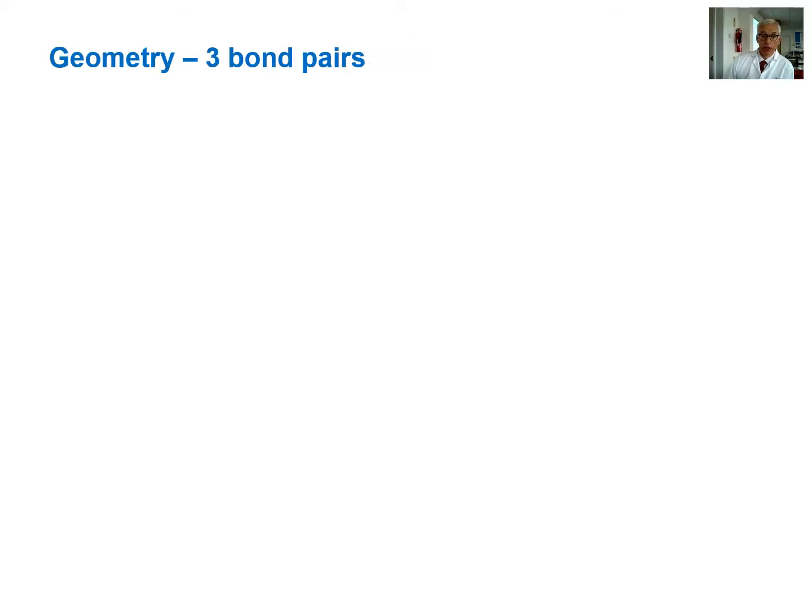So let's look at the shape and bond angles, the geometry, where there are three bond pairs around a central atom. For instance, boron trifluoride. So boron has 3 electrons in its outer shell. Could you complete the dot and cross diagram for boron trifluoride? Pause the video, come back when you are ready.